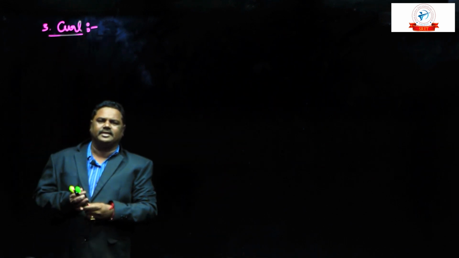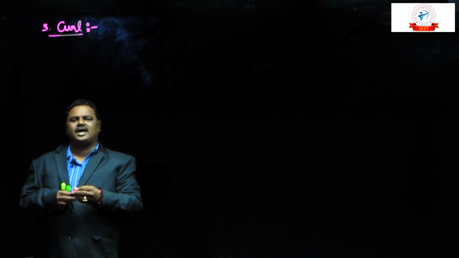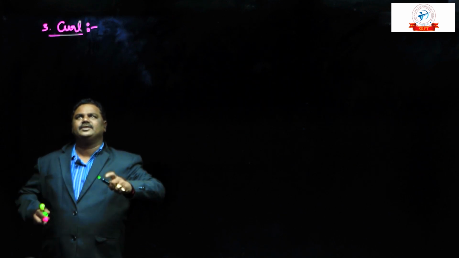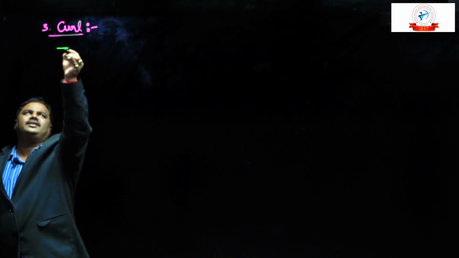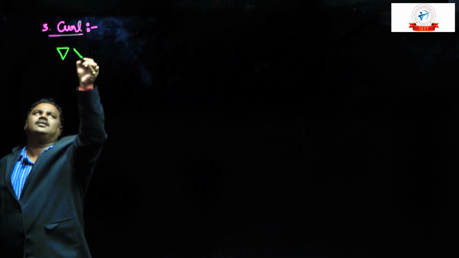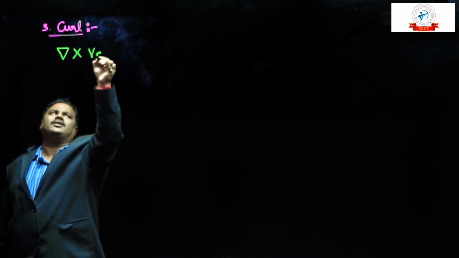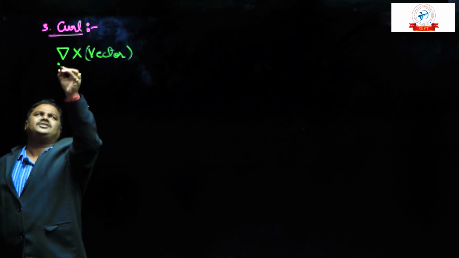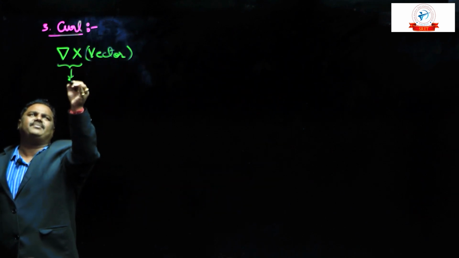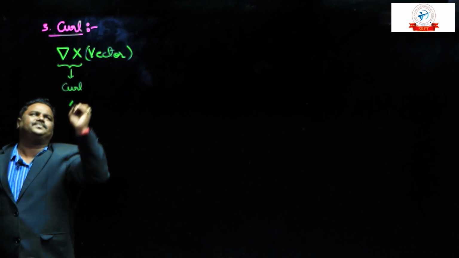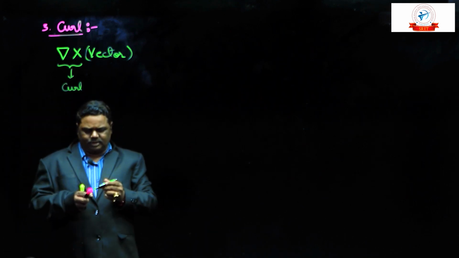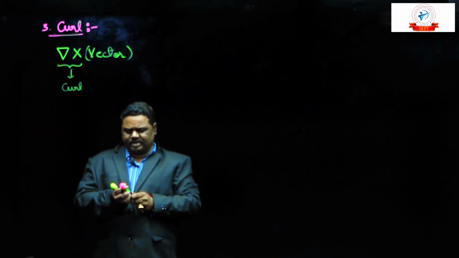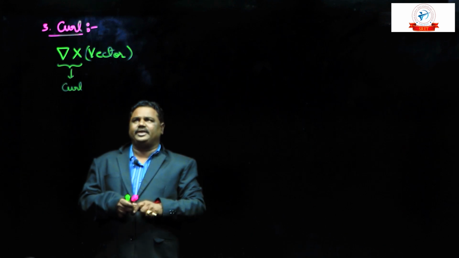We have already studied that the curl operation is an application of cross product. It is a cross product between the del vector and any other vector. Here the combination of del cross is named the curl operation. Now let us consider the formula for this curl operation.